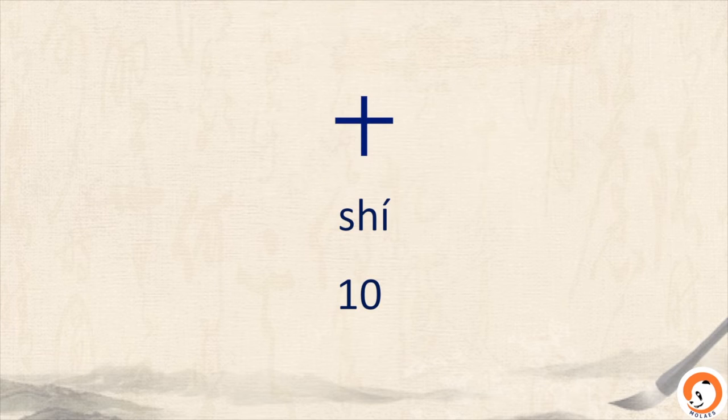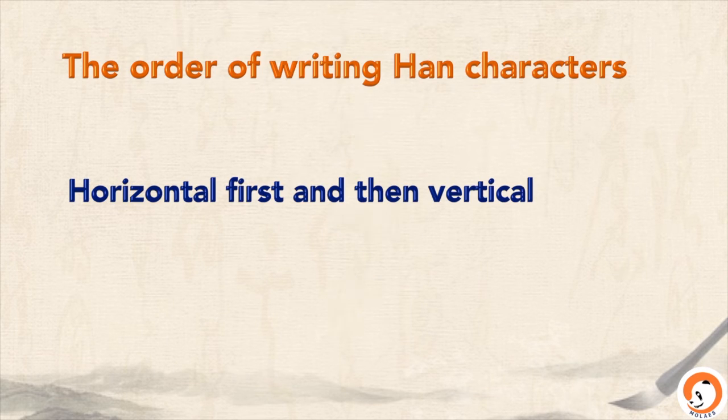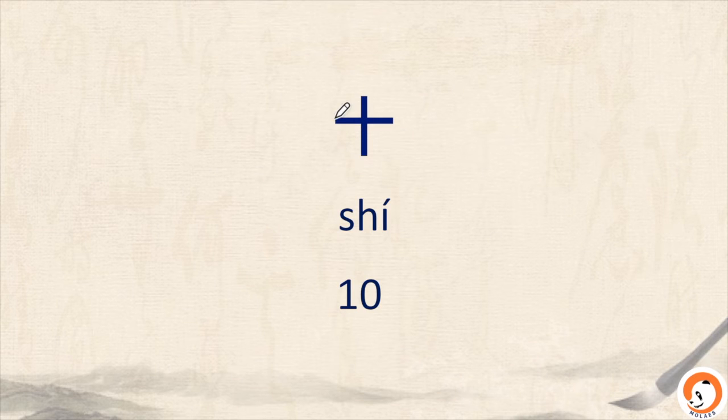Now let's look at this character, 十. It contains two strokes, a horizontal line and a vertical line. Generally speaking, to write this kind of character, the order is horizontal first and then vertical. Let's practice this character. One, two strokes. 十.